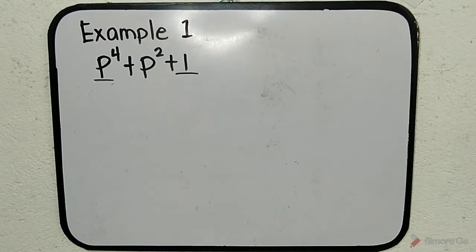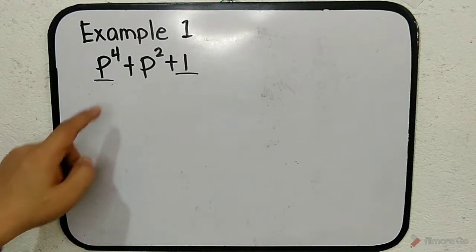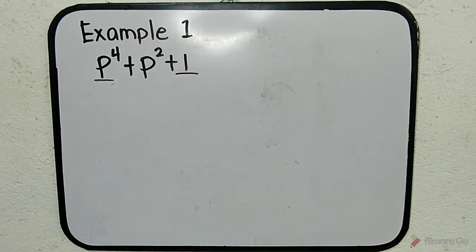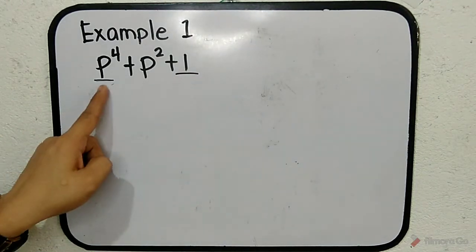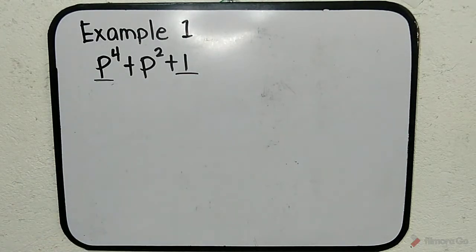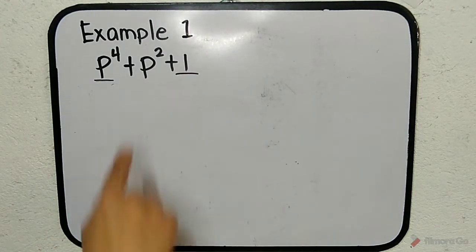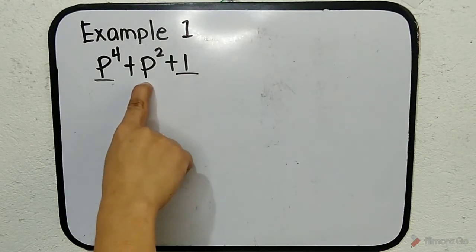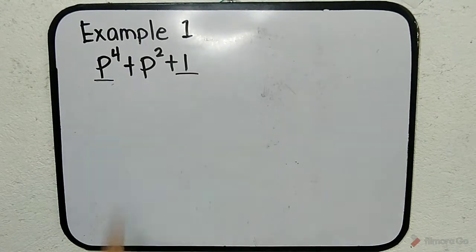Alright class, for our first example, we have p to the fourth plus p squared plus 1. Pansin natin class ang ating middle term, p squared. So ano ba dapat ang nasa middle term natin para masabi natin siyang perfect square trinomial?